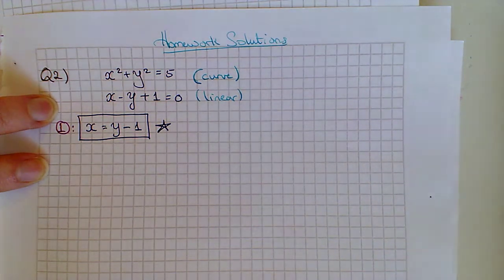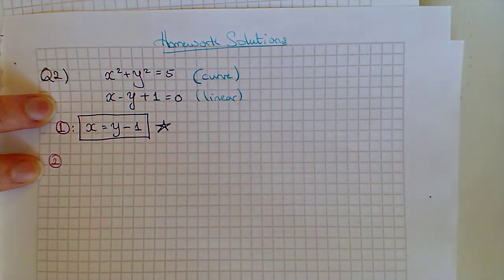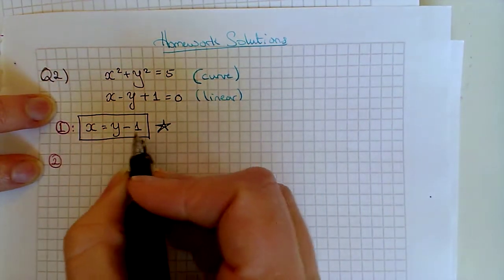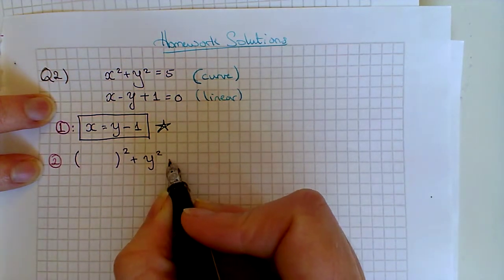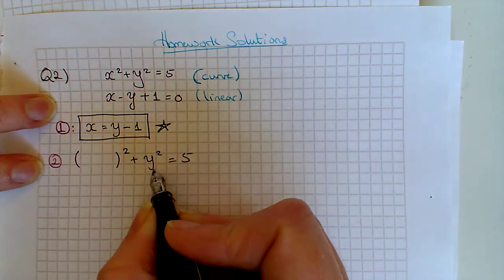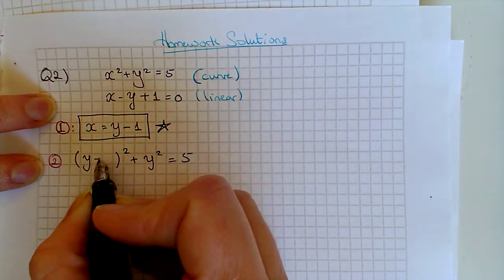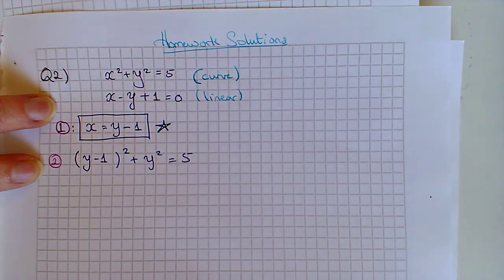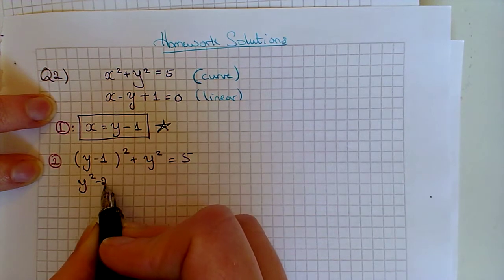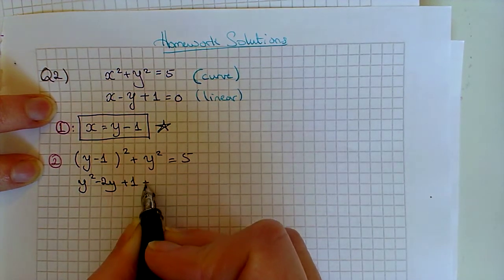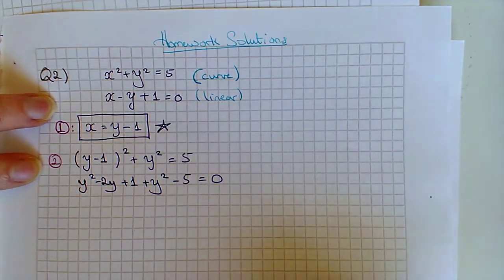The next step then is to replace x in our curve with y minus 1, with everything we have in the star equation. So my curve was x squared plus y squared equals 5, and I'm going to replace x squared with y minus 1 squared. Then I multiply out my brackets, and I get y squared minus 2y plus 1 plus y squared. I'm going to bring the 5 over at the same time, equal to 0.